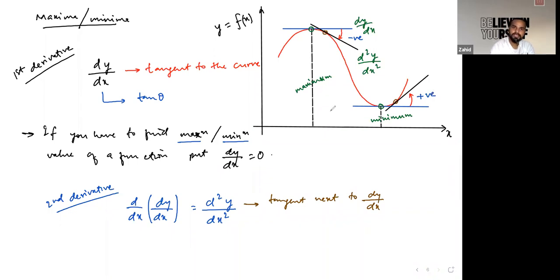Now from this you can say if second derivative is positive or if second derivative is negative. Let's say for this point, second derivative is positive and it is defining you nothing but the minimum value. So if second derivative is positive, the function at that given instant would be minimum. And if second derivative is negative, let's say at this point, the function would have maximum value. So it will define you maximum value.